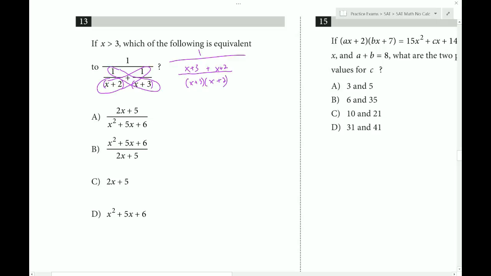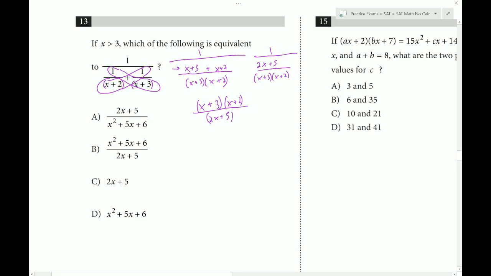Right, so now I just combine like terms on this level, and that's x plus x is 2x, and 3 plus 2 is 5. Okay, so I have that divided by x plus 3 times x plus 2. Okay, now whenever I have 1 over a fraction, that just means I need to flip the fraction. So I have x plus 3, x plus 2 divided by 2x plus 5.